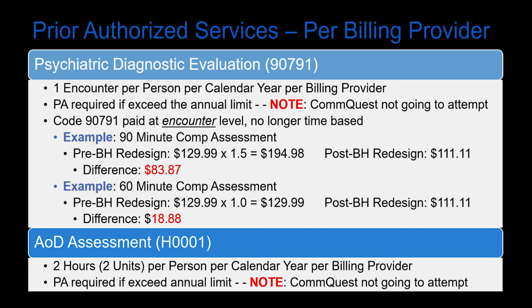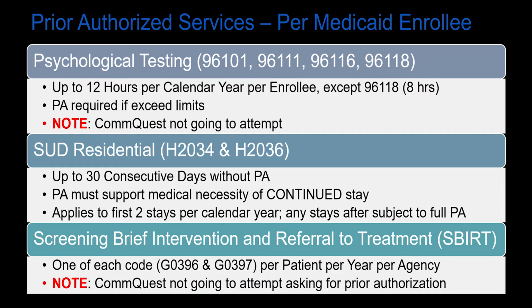Now, there's a difference between a mental health assessment versus an AOD assessment. If you do the AOD assessment, which is H0001, we are allowed 2 units or 2 hours per calendar year per Medicaid enrollee per provider. And if you go over that, we would have to get prior authorization. Again, we're not even going to try to do that. Other prior authorized services have to do with psychological testing. We can do up to 12 hours per year per enrollee, except for a certain type. I think it's the neuropsych testing that is allowed up to 8 hours. And again, if you exceed those limits, you have to get authorization. Again, we're not even going to try that.